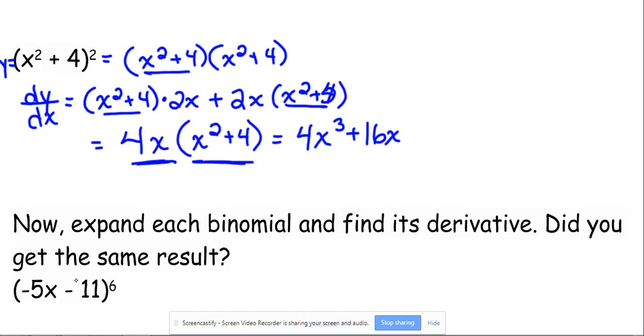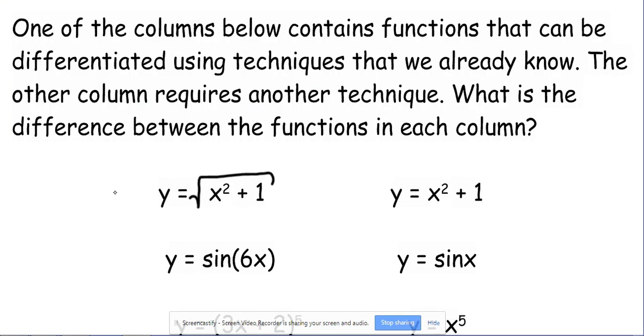You should. So what happens if we have something like this, negative 5x minus 11 to the sixth? We don't want to have to multiply that out, and we don't want to have to use the product rule with 6 terms. So obviously it can't be impossible to find the derivative of something like this. So that means we have a new rule. But we'll get there in just a second.